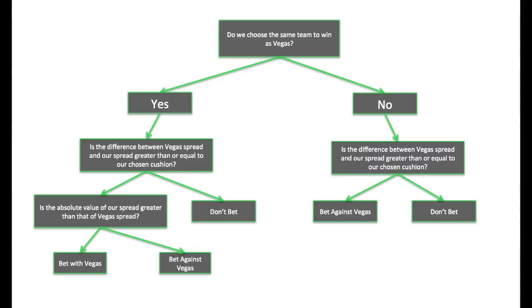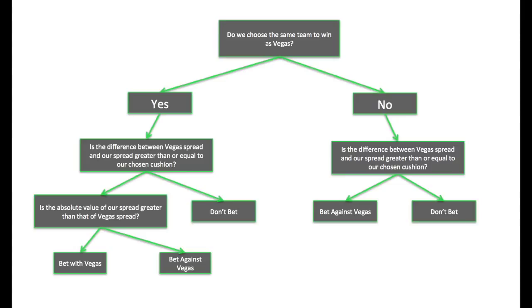Before looking at the accuracy and expected payout of our model, we first want to discuss our betting strategy. Our betting strategy is a series of if statements which can be represented by this flowchart. One of the main parts of this betting strategy is something we call a cushion, which is the difference between our spread and Vegas's spread. We can increase the cushion to be more conservative in our betting. If our spread chooses the same team to win as Vegas, and the difference between the two spreads is greater than or equal to the cushion, we will then choose to bet with or against Vegas depending on where our spread comes in compared to Vegas.